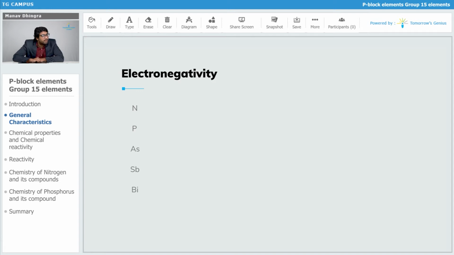That is our electronegativity. Down the group, electronegativity will definitely decrease. Why? Because down the group, what is happening? The size is increasing, right? And if the size is increasing, the effective nuclear charge will decrease, and also the electronegativity will decrease.